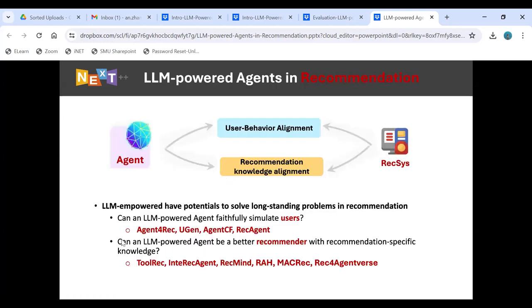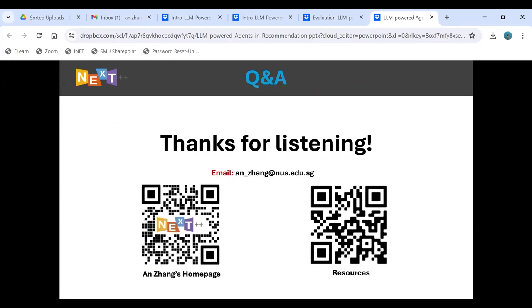So basically for agent as recommender, we introduced ToolRec, InteRecAgent, Recommender-R1, RAH, MacRec, Rec4Agentverse, and so on. So basically there are two research lines for agents in recommendation: using agents as users or utilizing agents as recommenders. So thanks for listening. Let's move on.